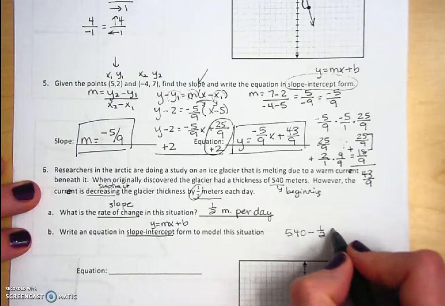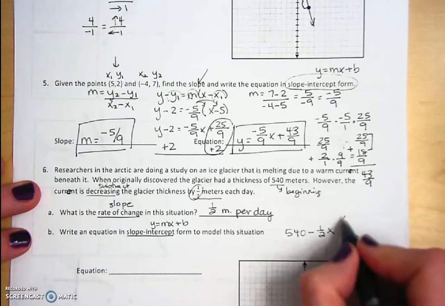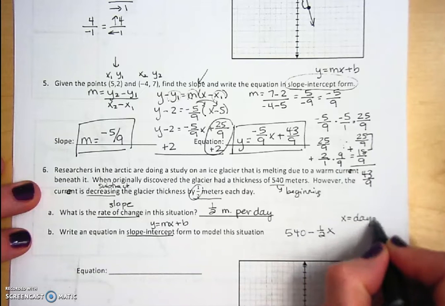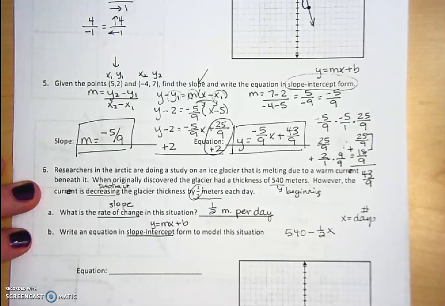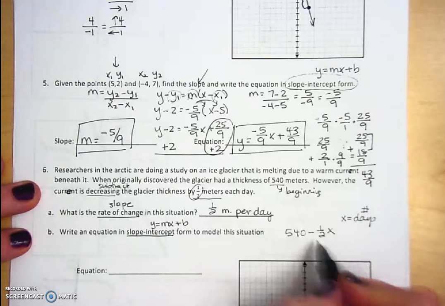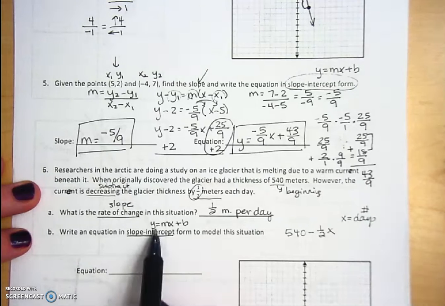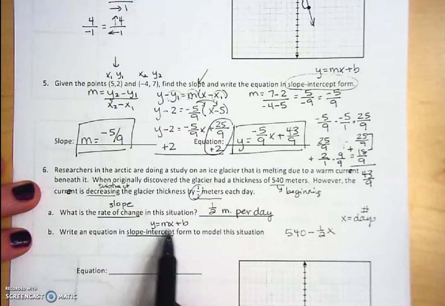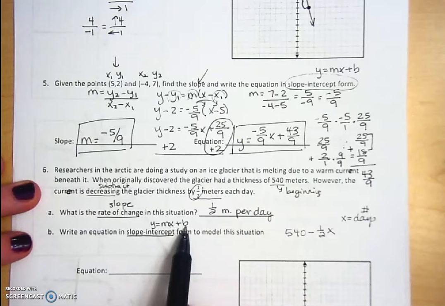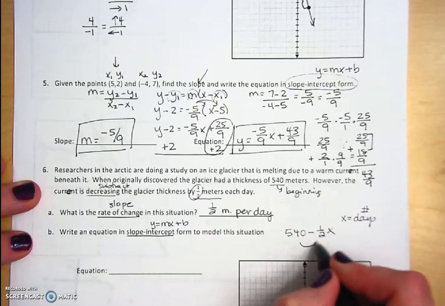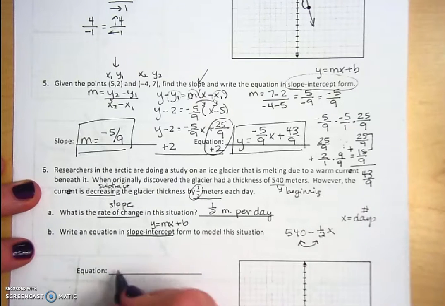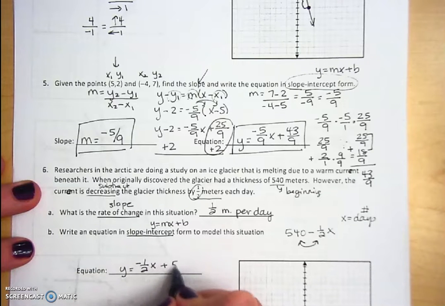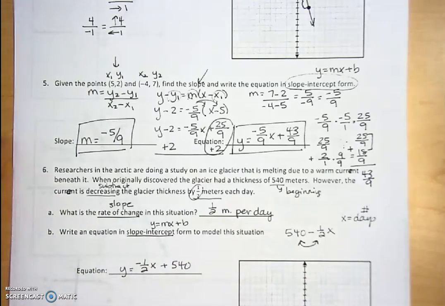So I'm going to let X be how many days. Okay, but we want this to be in slope-intercept form. So I'm trying to get it to be y equals the mx written first and then the b or the constant second. So I'm actually going to switch the position of these two things for my final equation. So y equals negative 1/2 x plus 540.